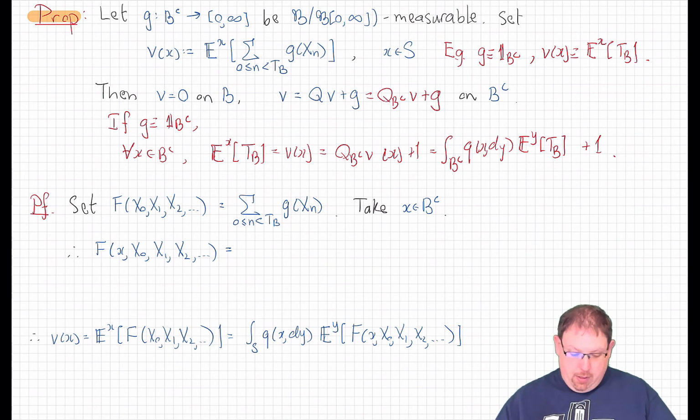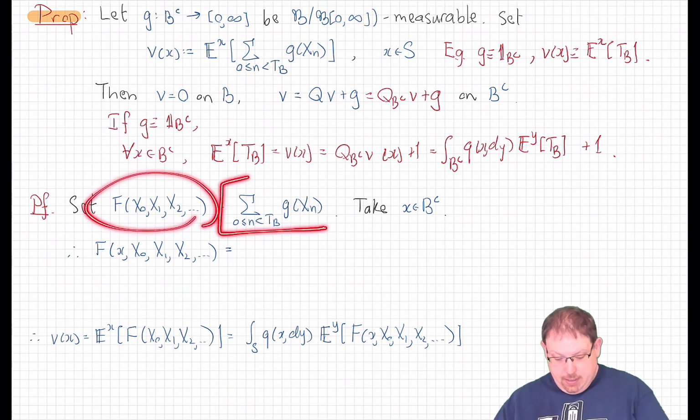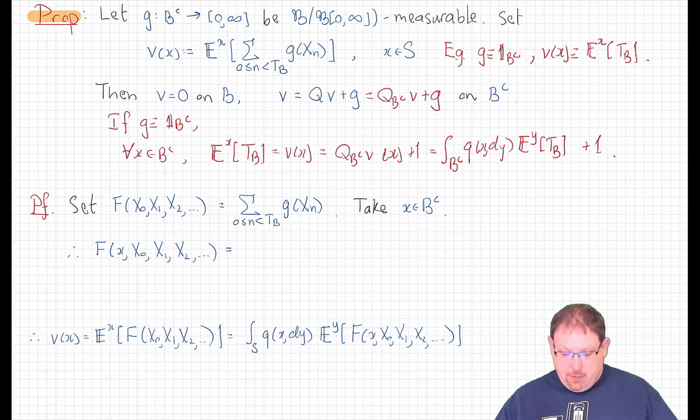So let's just quickly run through the proof. Here we're taking our function f of the path to be this sum here, and that is of course manifestly a function of the path. It's a function of the terms in the path up to some potentially infinite stage, and the stage where we stop is this time here, which we know to be a function of the path. So this is a function of the path. And in this case, we want to use first step analysis.